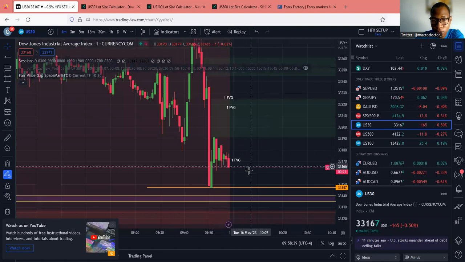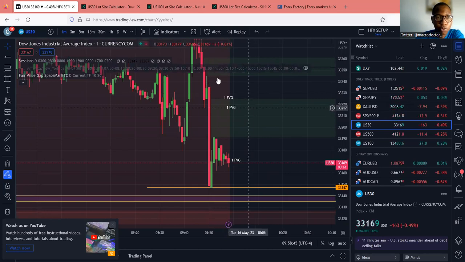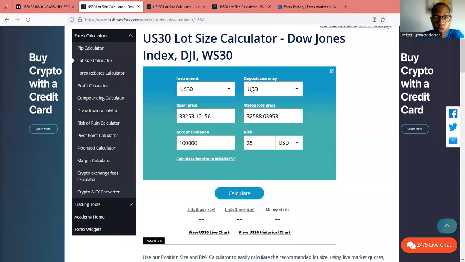Let me take US 30. So it's 33162. Let's say it comes all the way here, 33217. So say 33162. And we're going to risk just $50. All right, so that will be a 1.4 lot size.